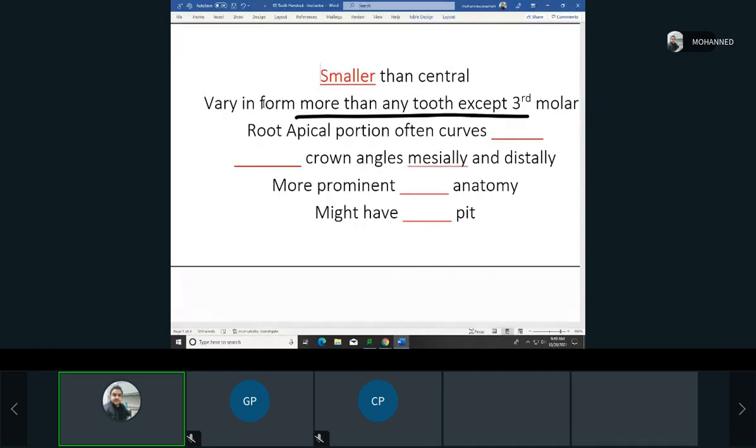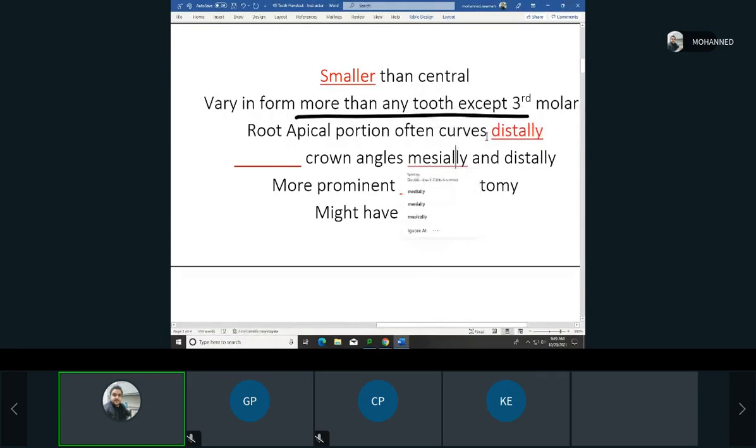So if you look at all of the teeth, other than the third molar, which definitely has the most variation at all, it can come with 4 roots, 3 roots, 2 roots, can be there or not. The second tooth that has more variation is the lateral incisor on the maxillary arch. It can be completely lost, or it can be a peg shape, or different things that can happen to it. Okay. The root apical portion usually curves distally, right?